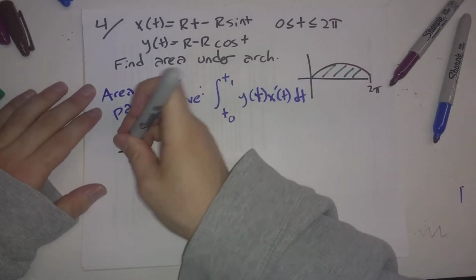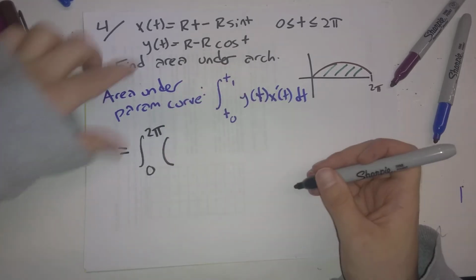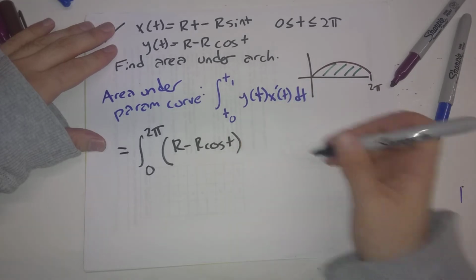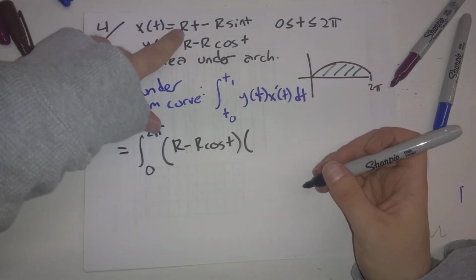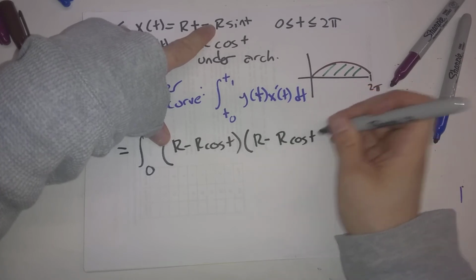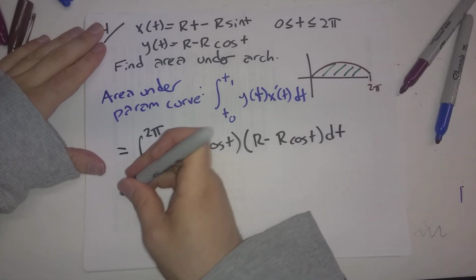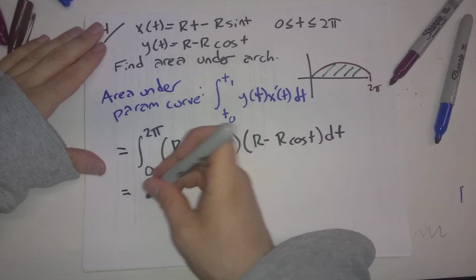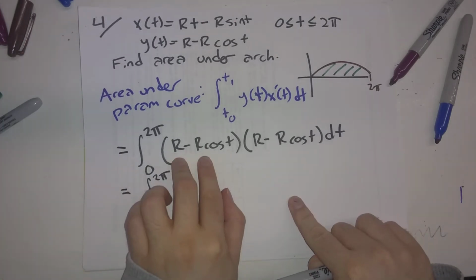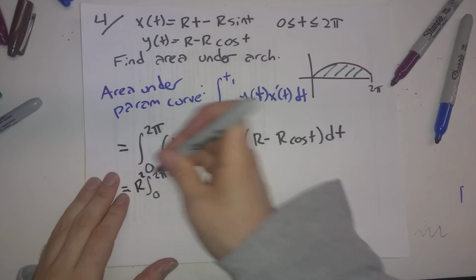So our answer is going to be the integral from 0 to 2 pi of y of t, r minus r cosine of t, times x prime of t. So the derivative of this is r minus r cosine t. Oh, it actually ends up being the same as y of t. So when we distribute out this multiplication, there's a factor of r here, there's a factor of r here. I'm just going to move out those factors of r as an r squared.